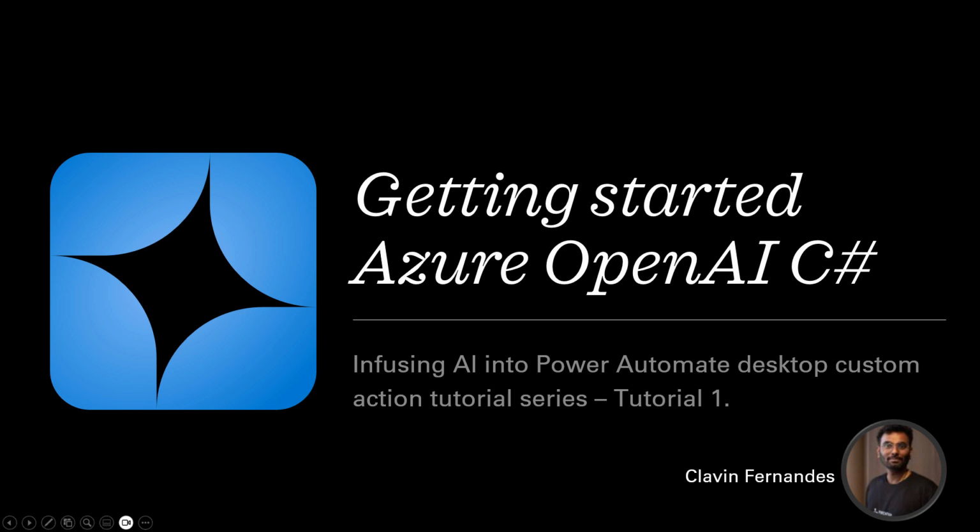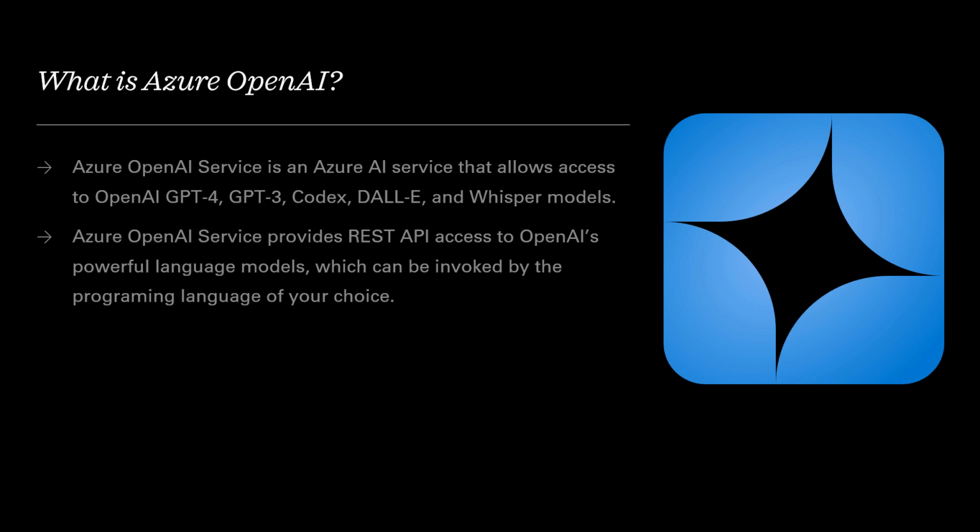That being said, the next important question is, what is Azure OpenAI? Azure OpenAI Services is an AI service provided by Azure, which gives you access to models such as ChatGPT-4, ChatGPT-3, Codex, DALL-E. This also exposes these models as REST APIs, which you can invoke with the programming language of your choice. In our case, we are going to understand it in the context of .NET.